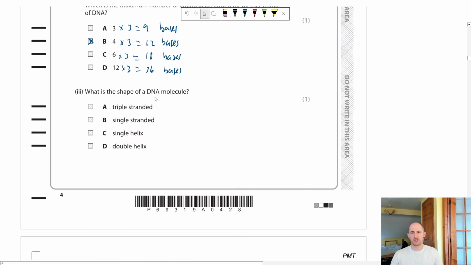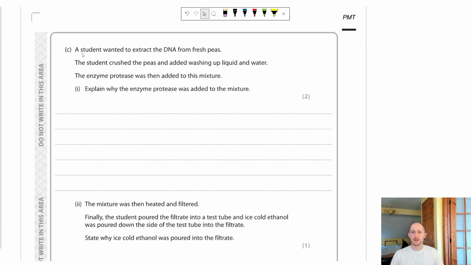For part 3, what is the shape of a DNA molecule? It is a double helix. Fairly famous shape. Part C. A student wanted to extract the DNA from fresh peas, as you do. The student crushed the peas and added washing up liquid and water, but then also added the enzyme protease to this mixture. Explain why the enzyme protease was added to the mixture.